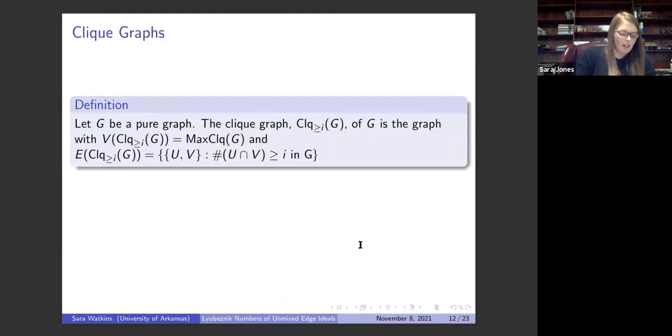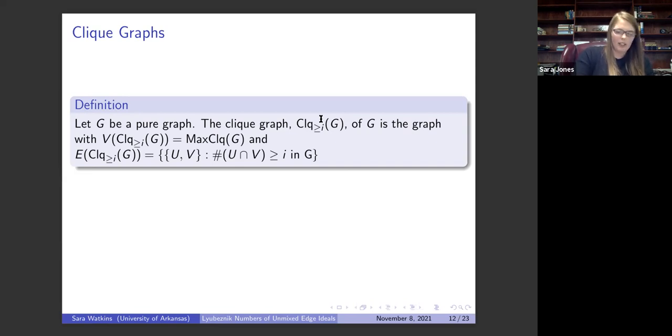Here's the definition. A clique graph, first off, you need to be working with a pure graph to begin with. Let G be a pure graph. Remember, that's where all maximal cliques have the same size. And so the clique graph, in particular, the i-clique graph, is the graph where the vertices of the clique graph are representing maximal cliques in G. So there's a vertex for every maximal clique in G, and there's an edge between a pair of vertices if the intersection of the maximal cliques they represent has a size greater than or equal to i. The intersection is size greater than or equal to i. So that's what a clique graph is.